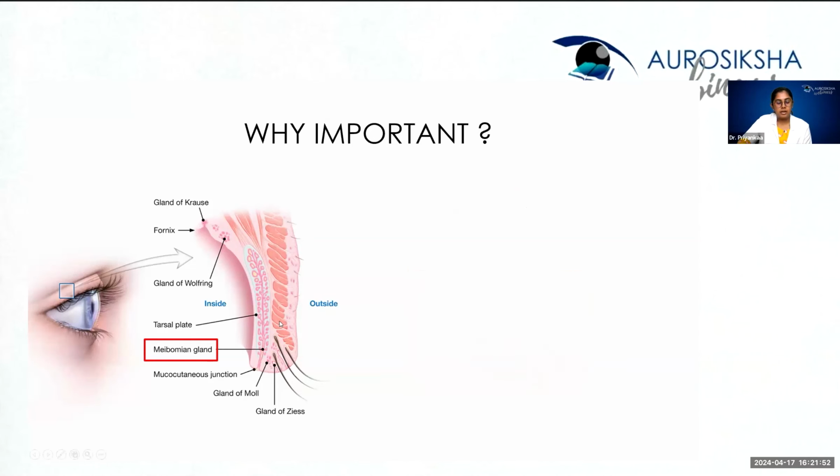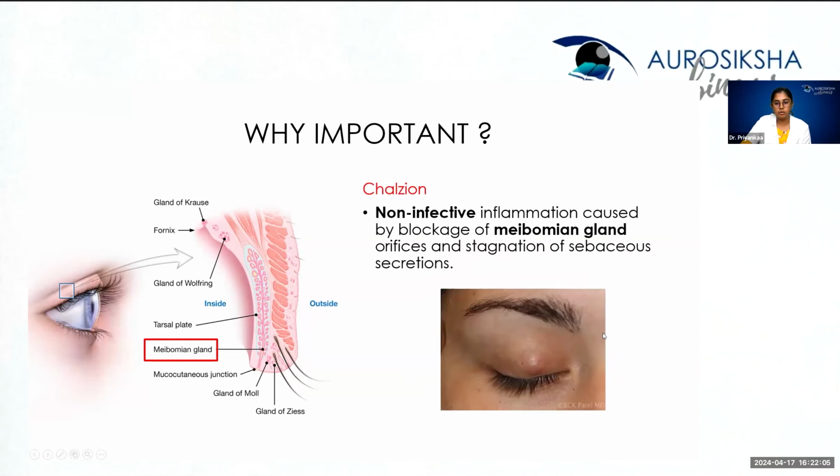Next one is non-infective, just a blockage of the meibomian gland. Since it secretes a sebaceous material, when it's blocked, the material gets collected, which will lead to the formation of a chalazion. As you can see, it is a non-infective inflammation caused by blockage of the meibomian gland orifice and stagnation of the secretions.